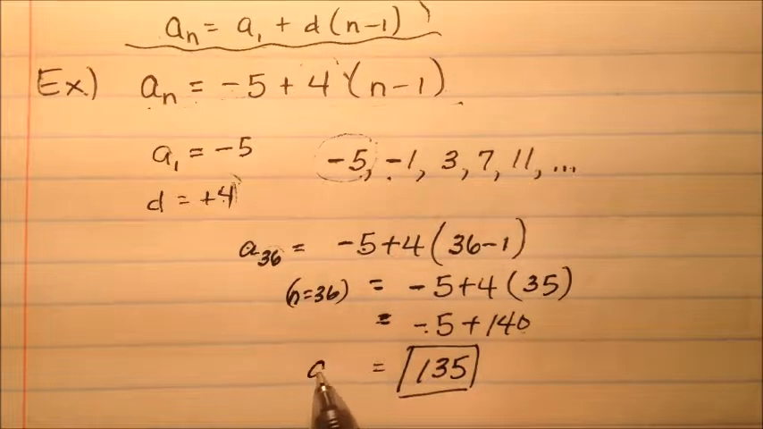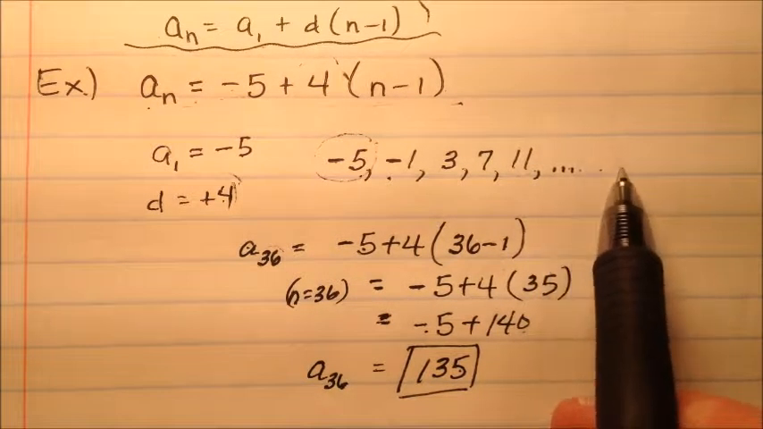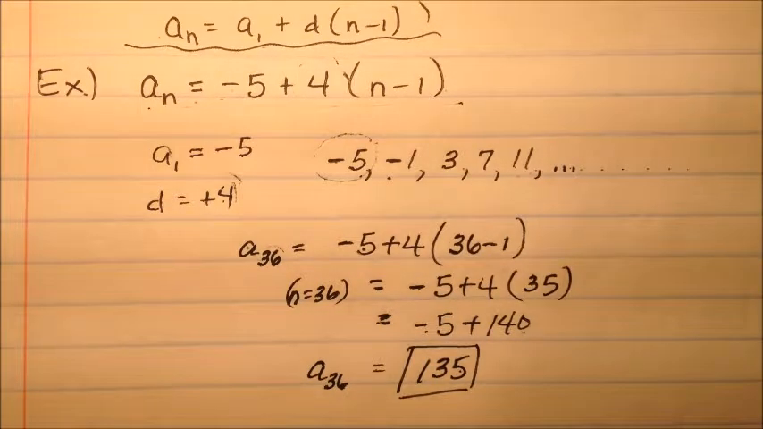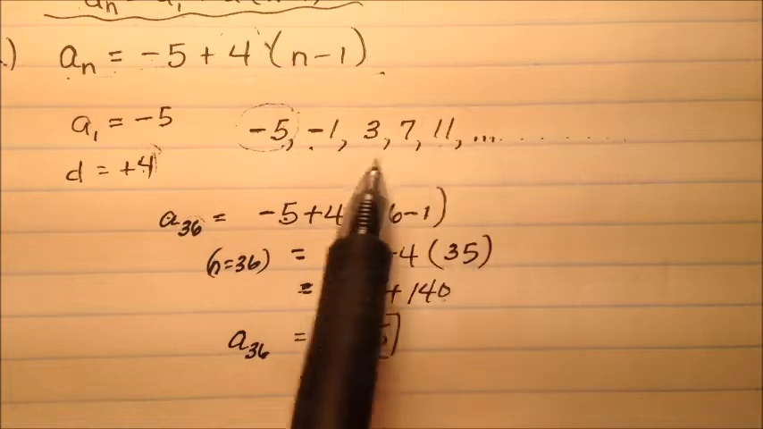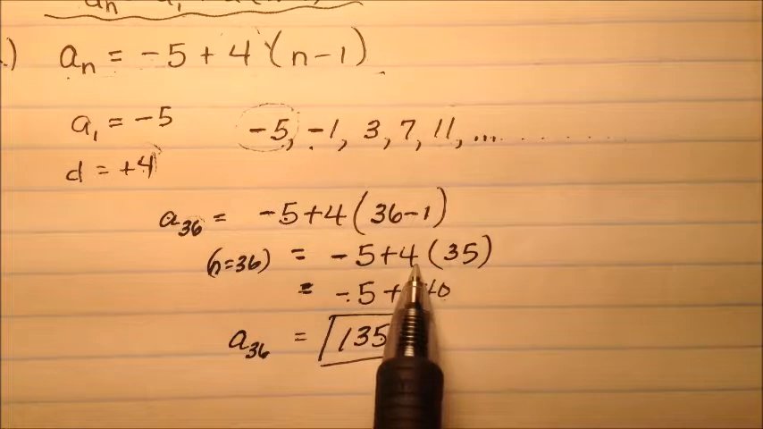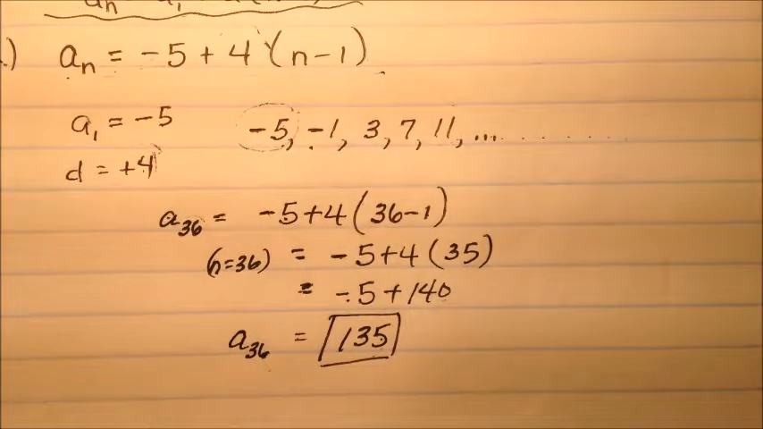So I'm saying that the 36th term of this sequence is going to be 135 if I would just continue this over and over and over until I got to my 36th term. But of course, doing this 36 times, not awesome. So we have a nice formula we can use to just put in our values, simplify, and we just know what the term is going to be just by using our formula.